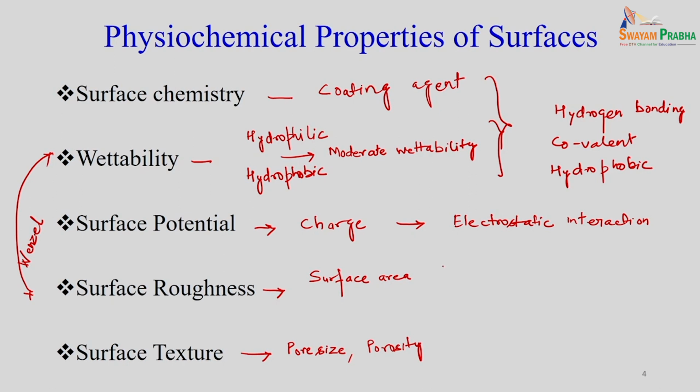Apart from the surface roughness and surface texture, another important thing is the thickness of the coating, and based on the thickness we may call it a thin film or a thick film. In case of thin film, its thickness should be less than 1 micrometer, and if it is greater than 10 micrometer, we typically call it a thick film. So, these are the properties which we can tune by applying different surface modification methods.